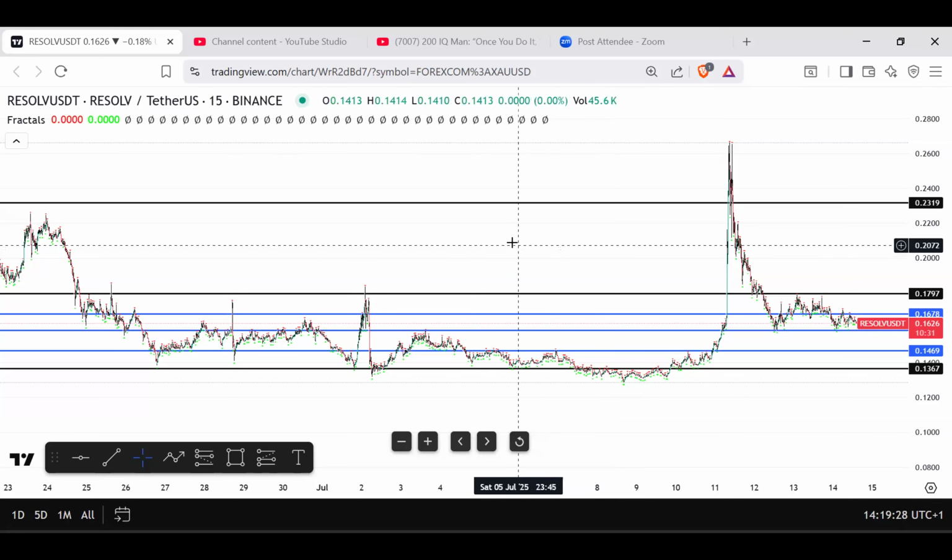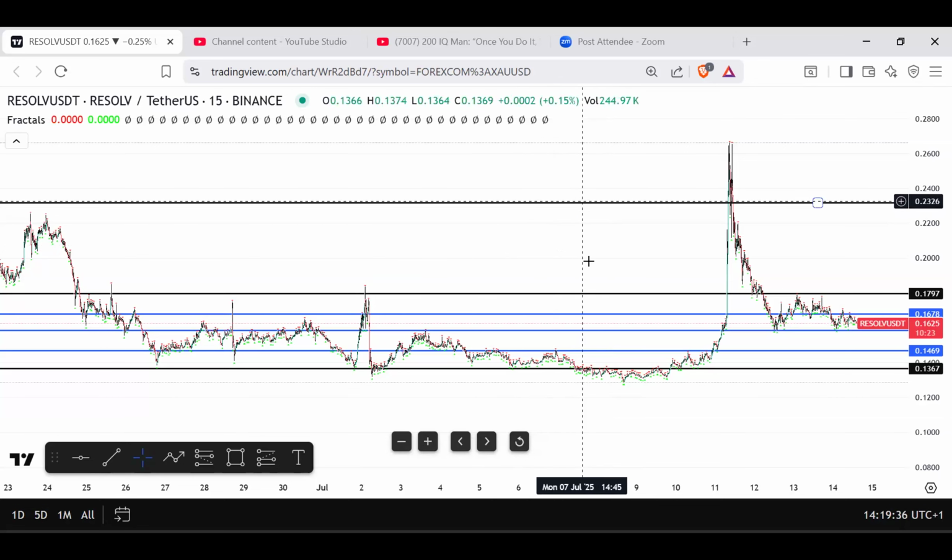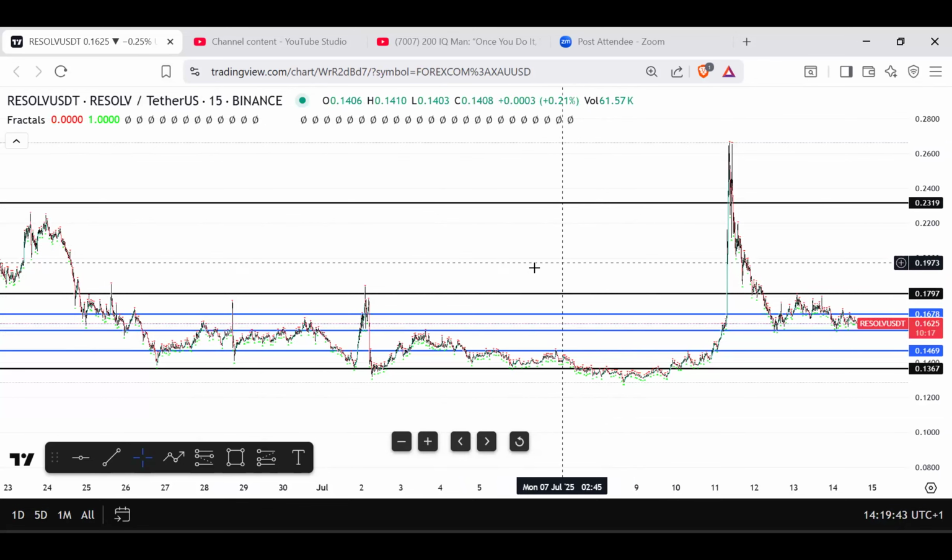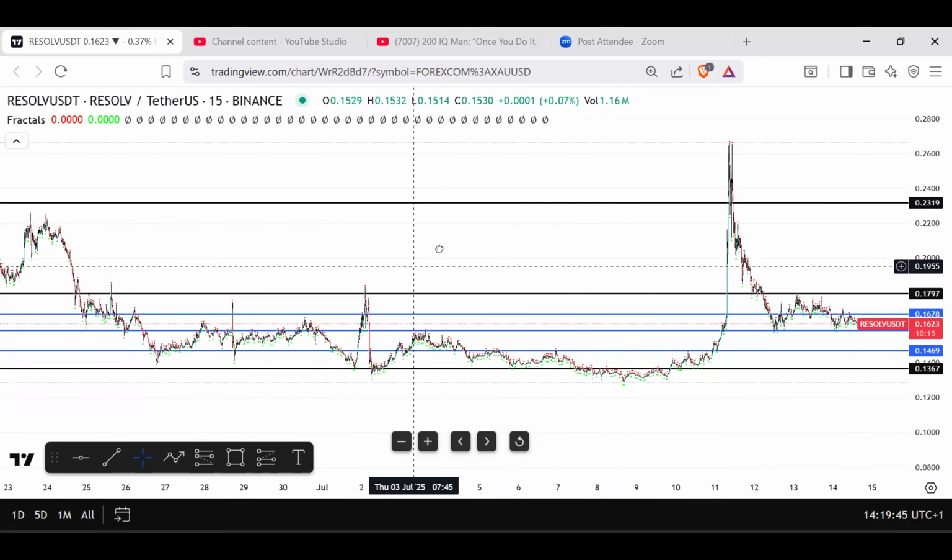The time frames I'm using right now are 4 hour, 15 minutes, and 1 minute. I've marked the key level on the 4 hour. On the 15 minutes, I've done the key level again. Now I'm looking for the structure.